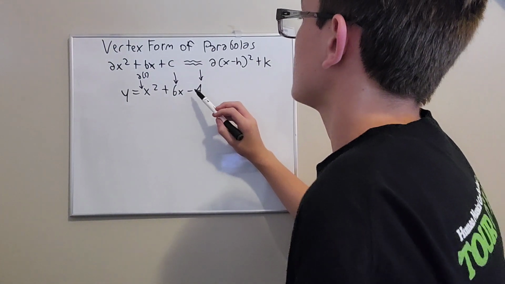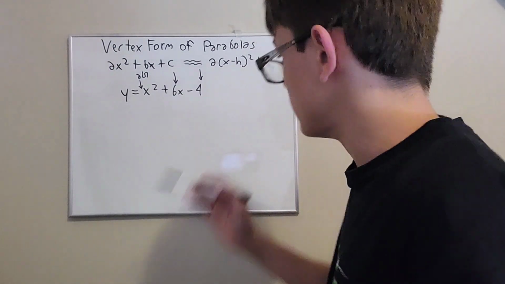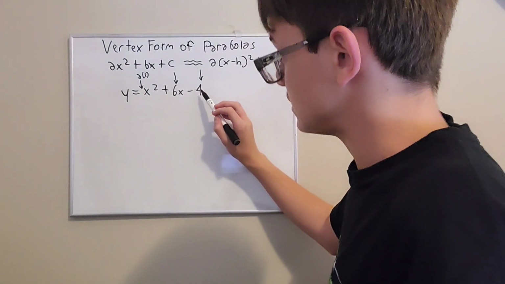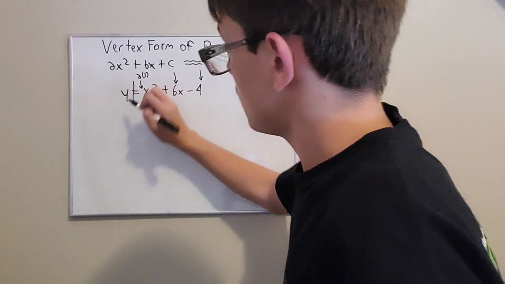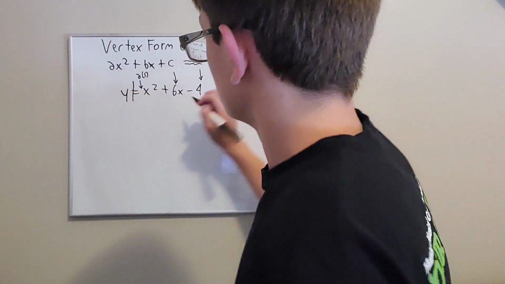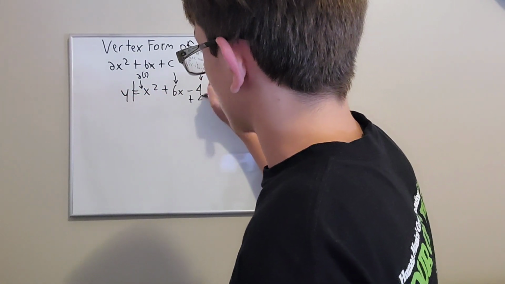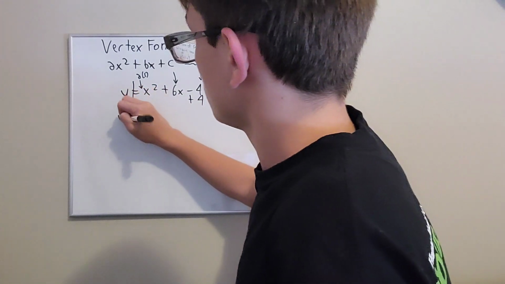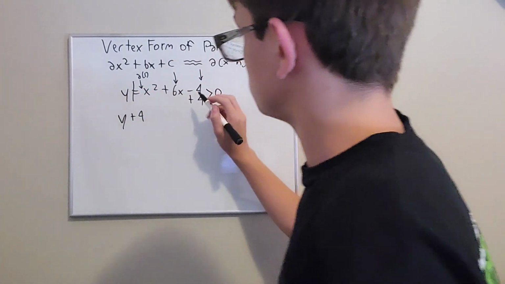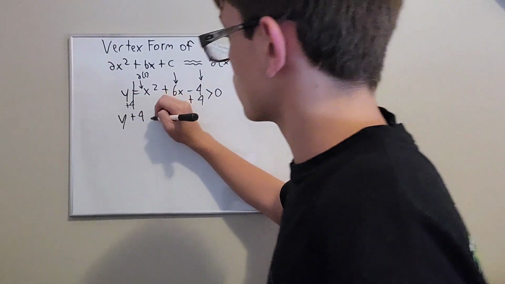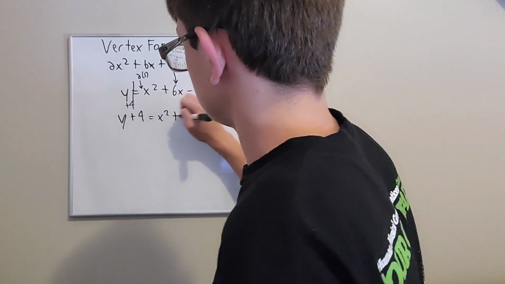What is meant by moving C is you want to get this C out of the right side of the equal sign and into the left side of the equal sign, which right now just has a y. The way to do that, since it's a negative, is just to add 4, because we want these to add up to 0. So that gives us y plus 4, because we just added 4 to both sides. y plus 4 equals x squared plus 6x.